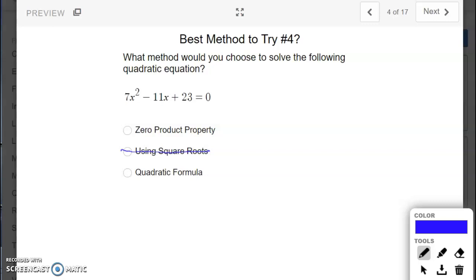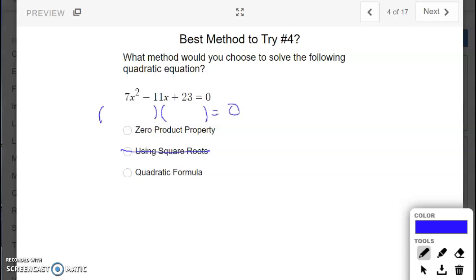If it was just x squared, I would definitely say zero product property. Because we have a leading coefficient that is greater than 1, it really depends on how fluent you are. Factoring is still going to be far easier, especially if you know how to factor using the guess and check method. I've shown you this, and I'm going to show you one more time.